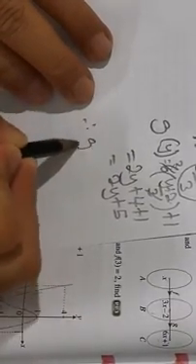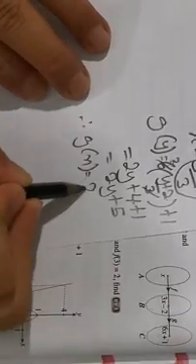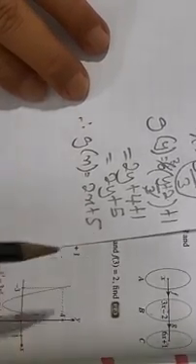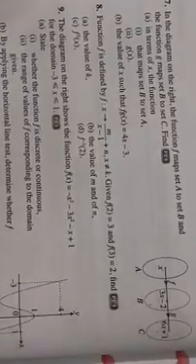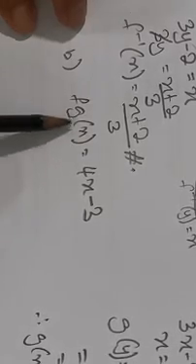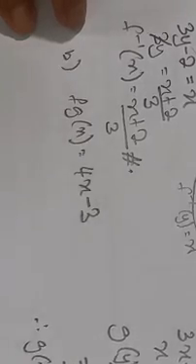Therefore, g(x) is 2x plus 5. Okay, that is g(x). Okay, and then what is the last one? B, the value of x such that fg(x) equals 4x minus 3. Okay, so we are looking for what value of x under fg will become 4x minus 3.